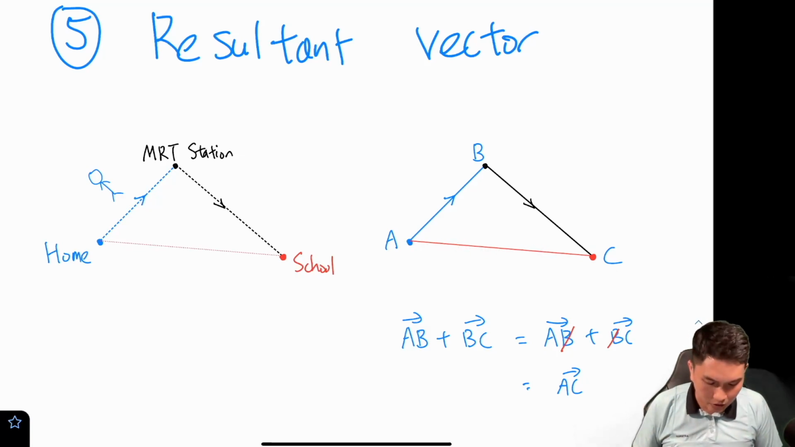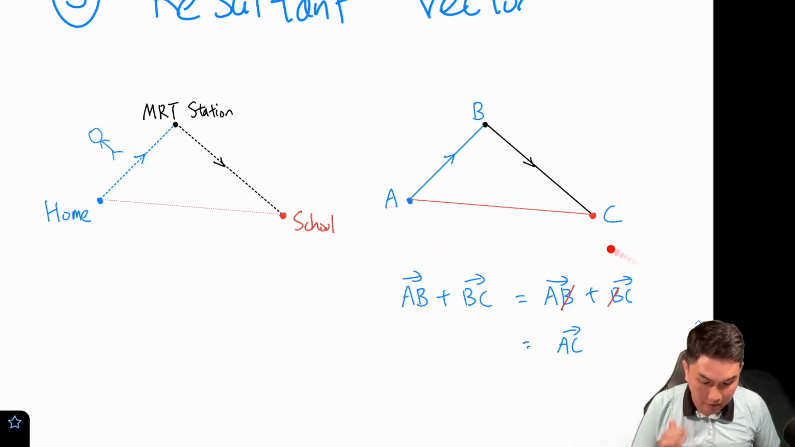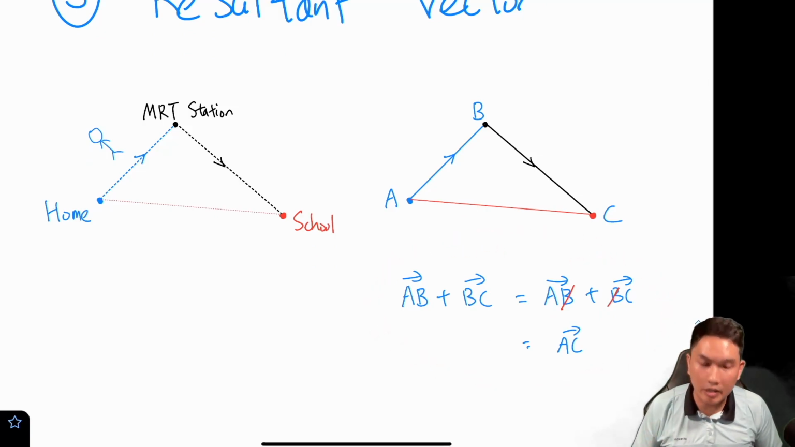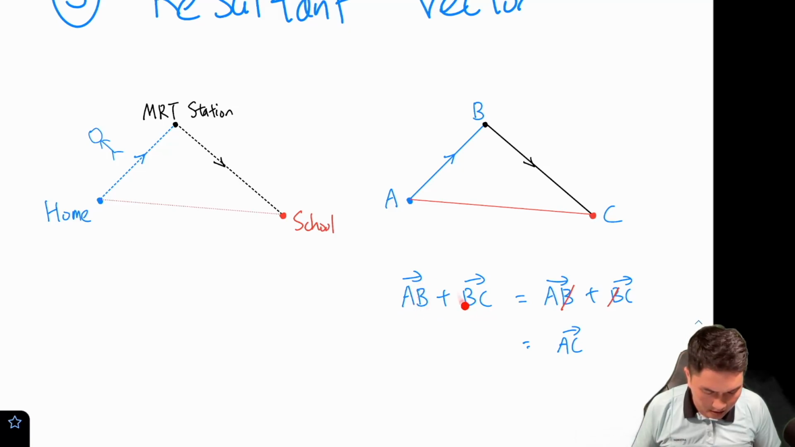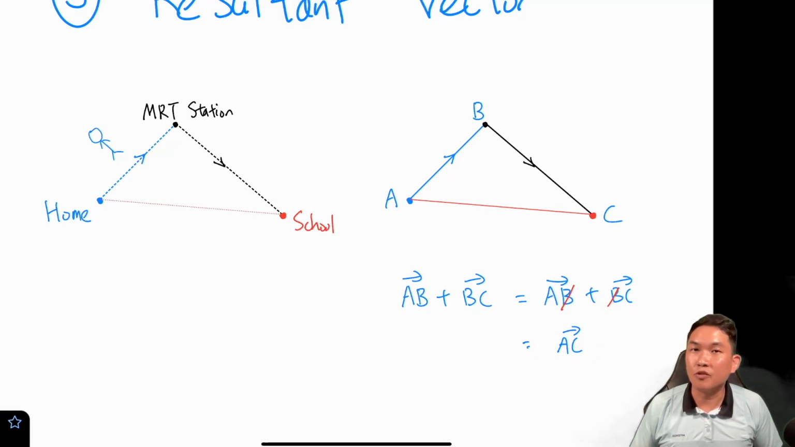So algebraically, this is also very important, something that we exploit a lot in our working. And that is if you have 2 vectors and the middle letter is the same, you can cancel them out, right? And then just bring the other 2 uncancelled letters together to form your resultant vector.